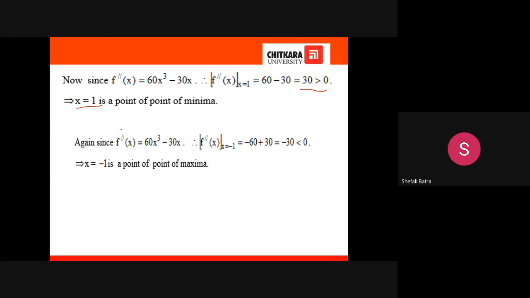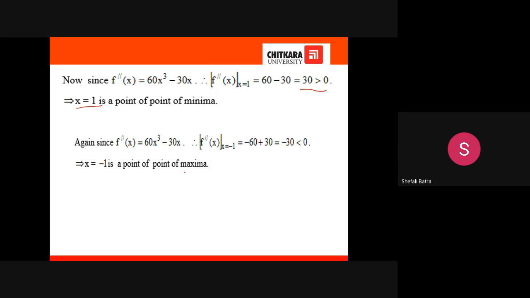Similarly, next, this is the f double dash x. Put x is equal to minus 1. And that would be your minus 30. It is less than 0. So this is the point of maximum. This is what you have done in your previous classes, how to check whether a function is maxima or minima, or to find the minimum or maximum value of a given function at any point, right?